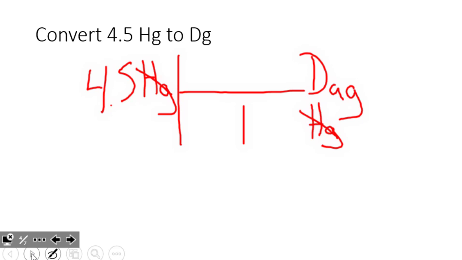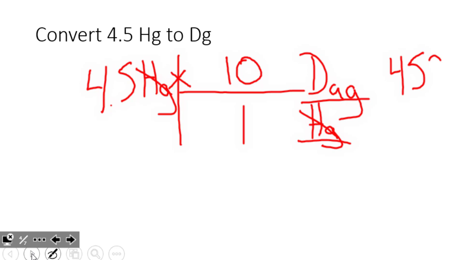Hecto is bigger, so it gets the 1. Now, if we look at our chart, deca is only one jump over. Since it is a base 10 unit, that means it is only 10 times the size, or 10 times smaller in this case. So for every 1 hecto, you have 10 deca. So 4.5 times 10 gives us 45, divided by 1 gives us 45 DAG, or capital DG.